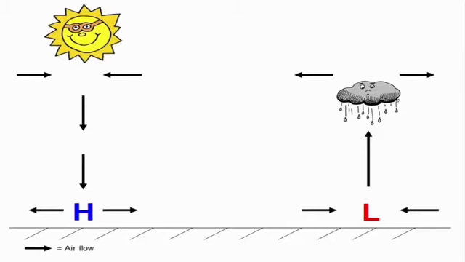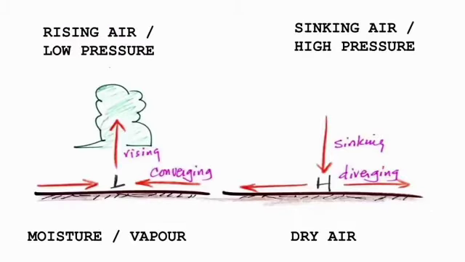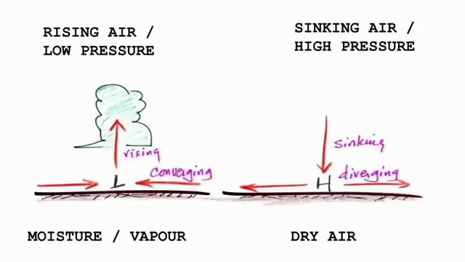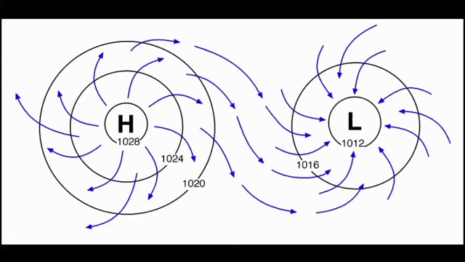So the first important point to keep in mind is rising air equals moisture and sinking air equals drying. So what does this have to do with high and low pressure? As you know, high pressure is associated with sinking air and low pressure is associated with rising air. Generally, it makes sense that air flows from high pressure to low pressure. And the reason is due to gravity.